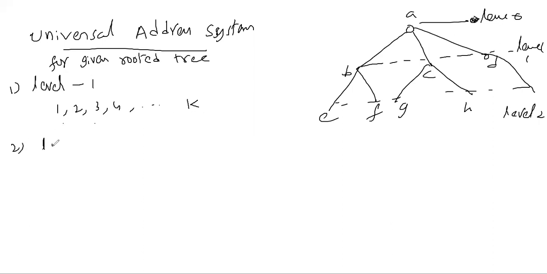In level 2, you name the vertices 1.1, 1.2, 1.3 for the children of vertex 1. For the children of vertex 2, you write 2.1, 2.2, 2.3. Like that, for the children of 3, 3.1, 3.2, 3.3. To understand this, let's see one example.